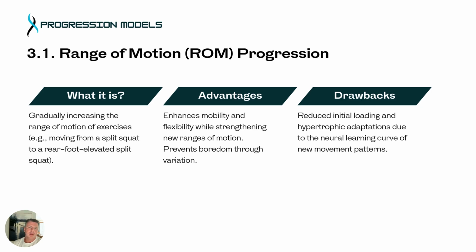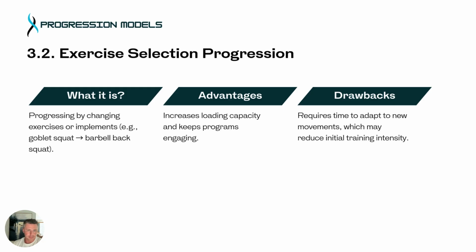The first one would be range of motion. So we can increase the range of motion of exercises or the complexity. We move from a split squat to a rear foot elevated split squat. That's going to have greater range of motion, which is going to give another demand to the client. So these are good because they enhance mobility and flexibility while strengthening your range of motion, and can also prevent boredom. Now, the drawback is reduced initial loading and hypertrophic adaptations because you've got to learn something new. So it's great for many clients, and once they get to a certain point, they don't need to progress any further in terms of range of motion in the exercise.